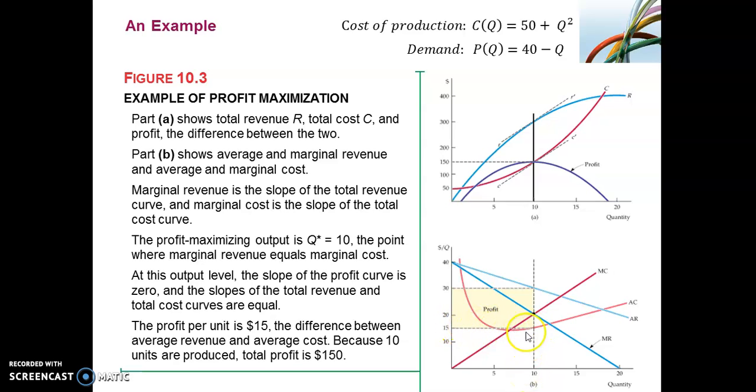That distance there is 10. This distance here is 15. 10 times 15 is 150, and the shaded area represents that profit. Coincidentally, see, it matches this value over here. The maximizing profit is 150 when the output is 10.